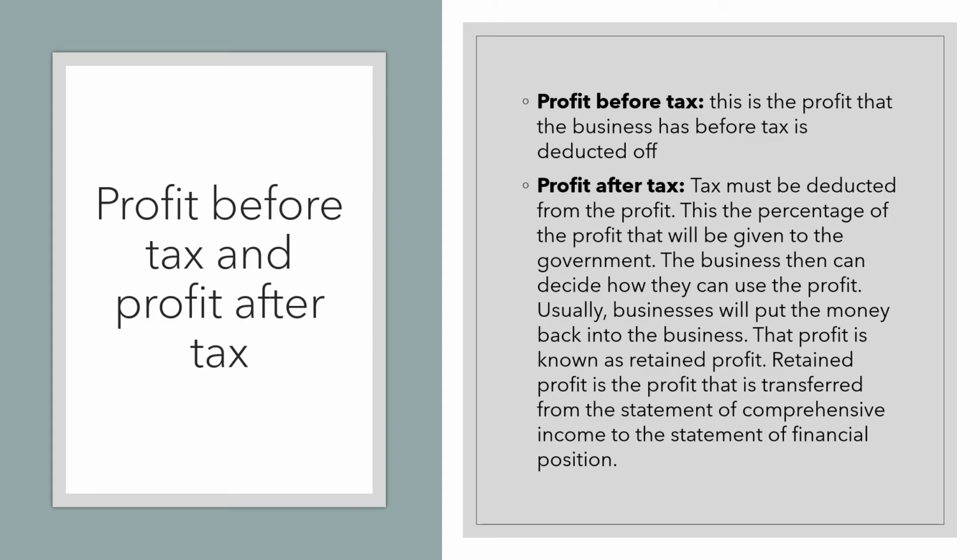Usually, businesses will just put that money back into the business. Now, that profit is known as retained profit. Retained profit is a profit that's going to be transferred from the Statement of Comprehensive Income to the Statement of Financial Position, which is known as the balance sheet.